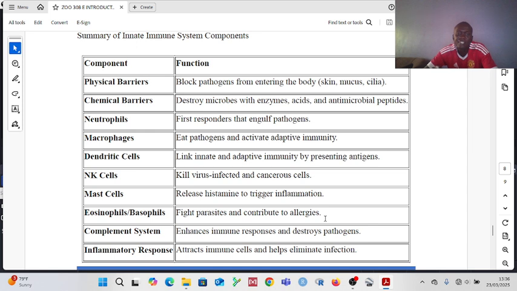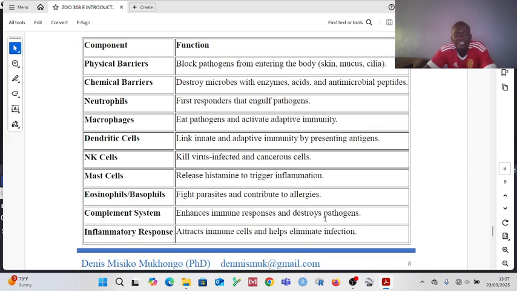Dendritic cells, they link the innate immune system and the adaptive immune system because they are antigen presenting cells. NK cells, these are the natural killer cells. So they kill both cells that are infected by viruses and cells that are abnormal, so the cancerous cells.